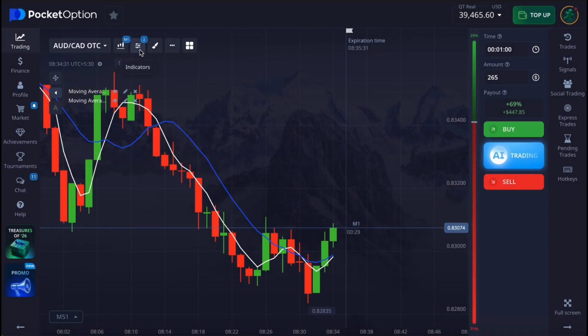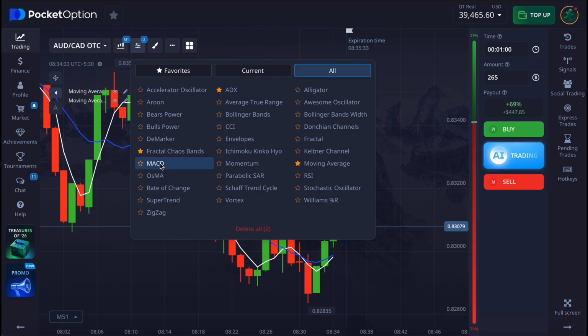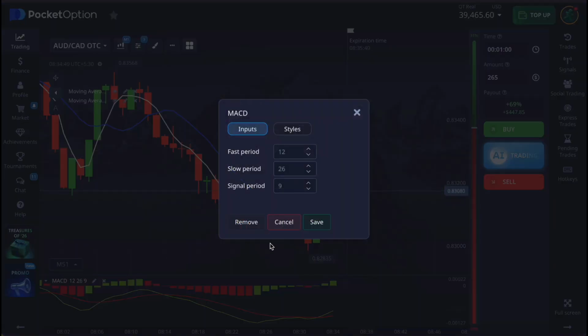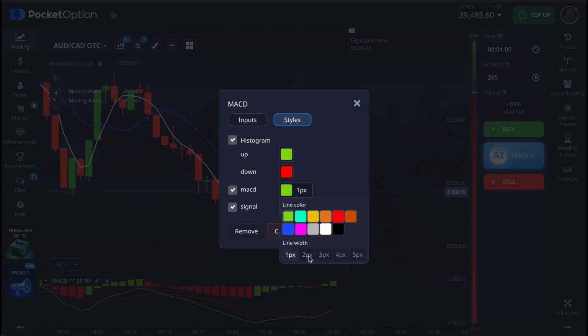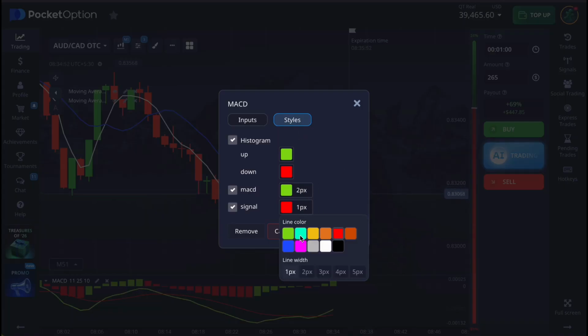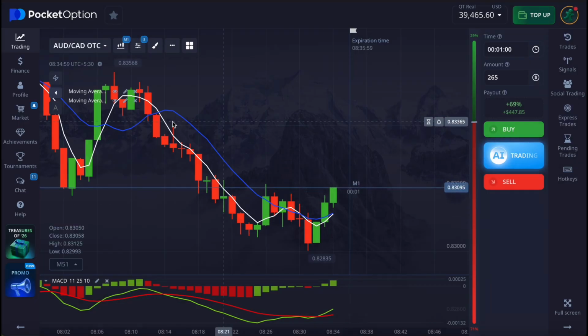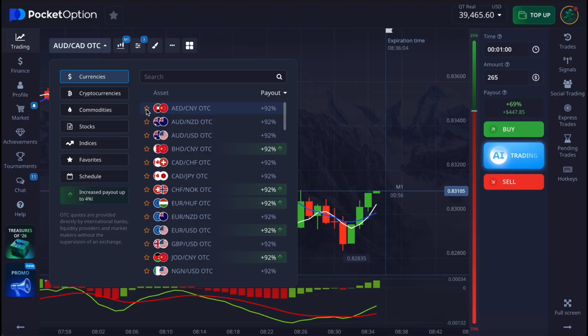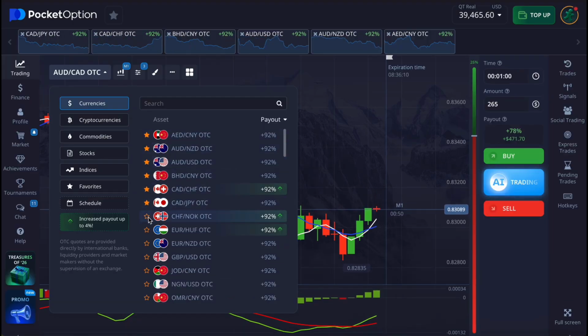After this, the MACD indicator has to be added. And it is necessary to make some changes in its settings also. So all the settings are set here. Now I'll add some currency pairs to make it easier to find entry points.